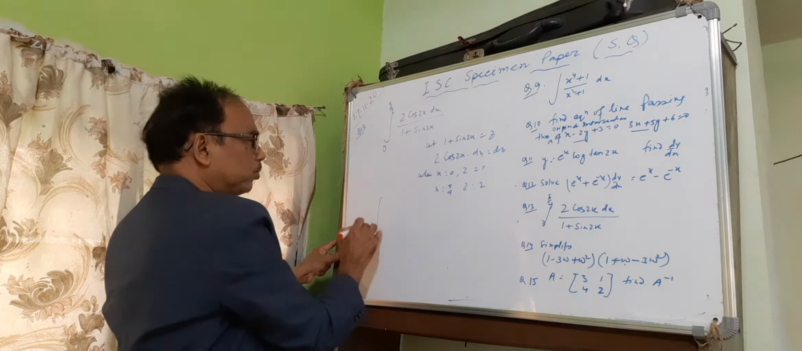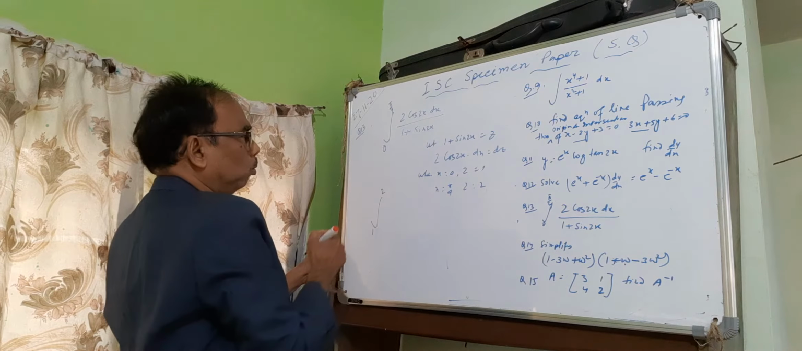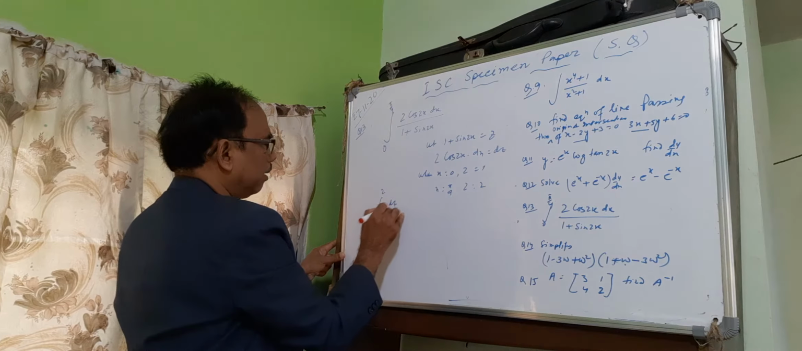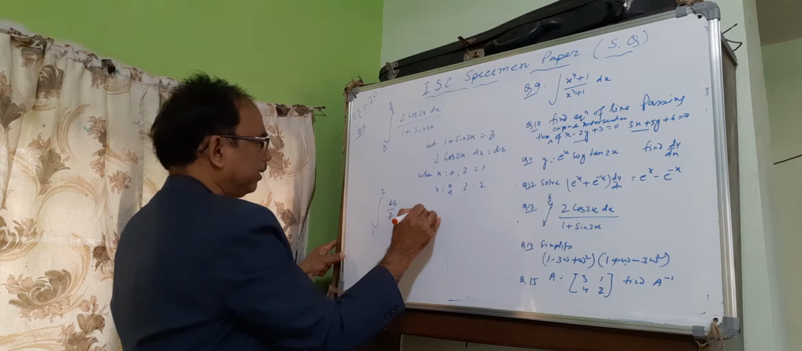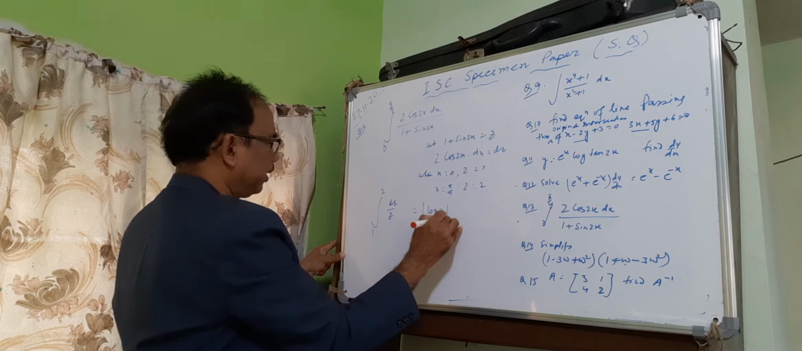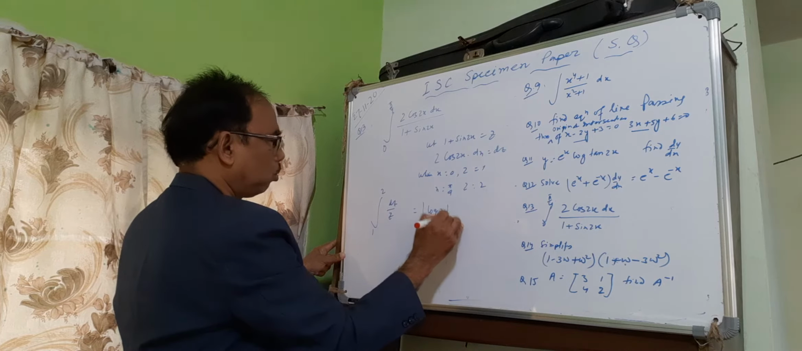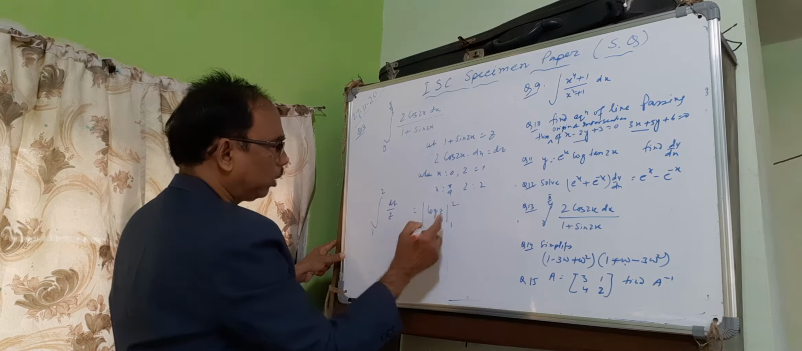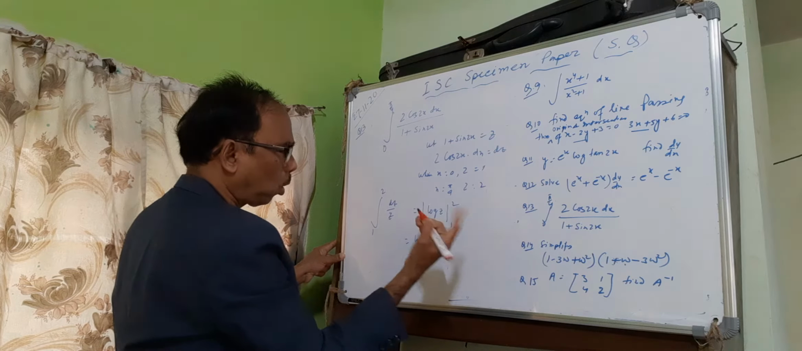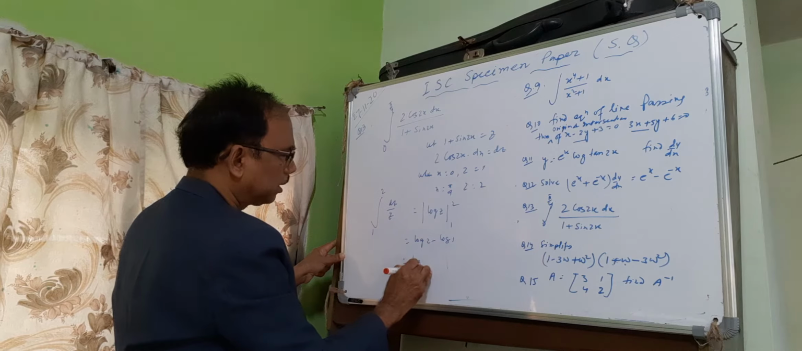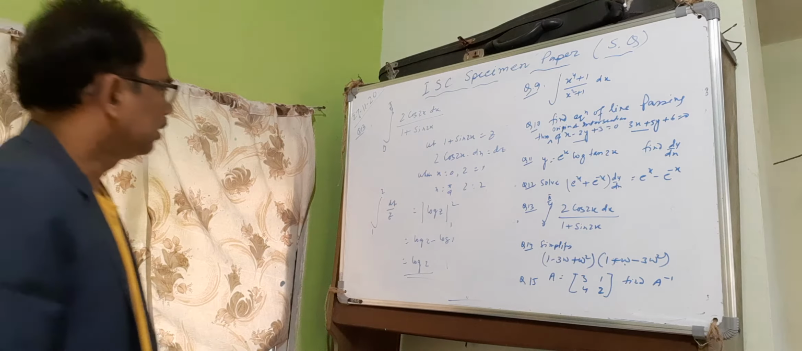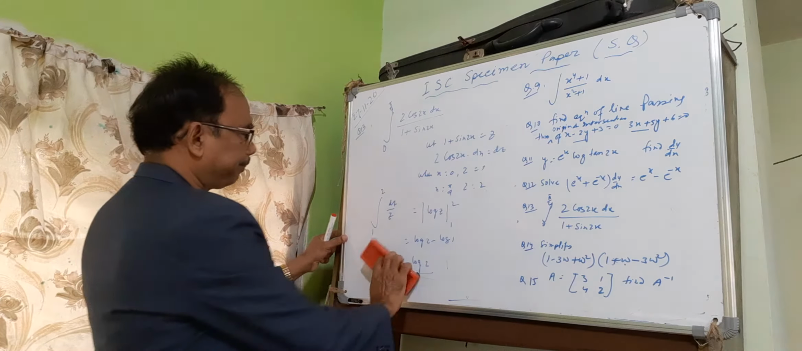The integral limit will be changed from 1 to 2, and 2 cos 2x dx is dz by z, that is log z integrated from 1 to 2. That is upper limit minus lower limit, that is log 2 minus log 1. Log 1 is 0, so the answer is log 2. That is the answer.